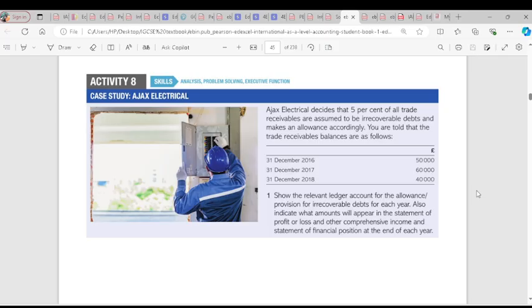Yes. So in 2017, our statement of profit or loss will be charged with 500. Then the trade receivable will be 60,000 minus 3,000, so our trade receivable will have 57,000. Okay. Is it clear? Yes. Now in 2018.